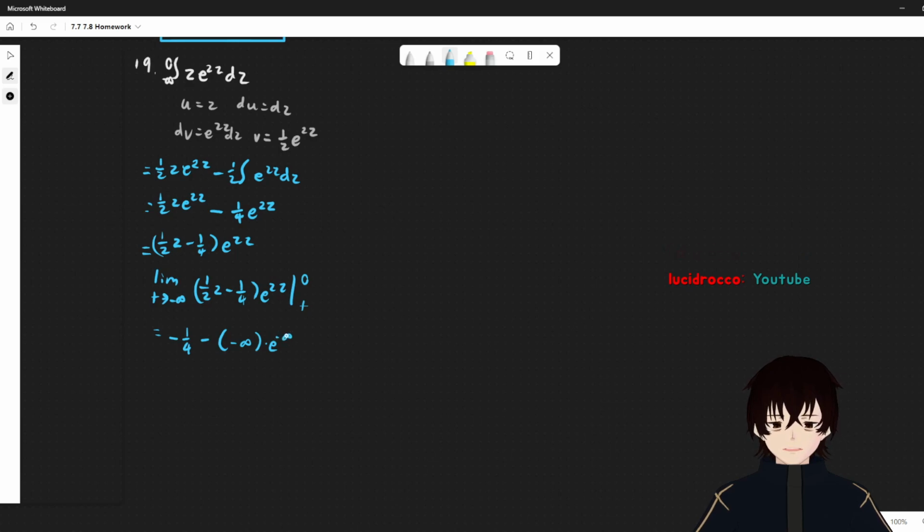Use the power of negative infinity. Ooh, indeterminate form. But exponential is greater than linear, so e will ramp up higher than infinity. Therefore, it's negative 1/2. Convergent.